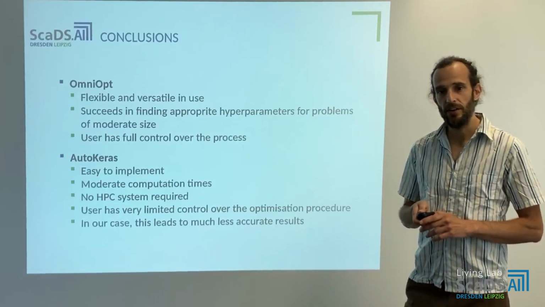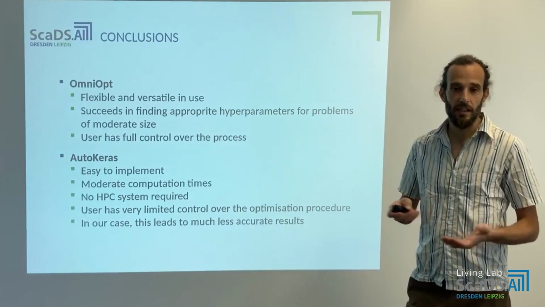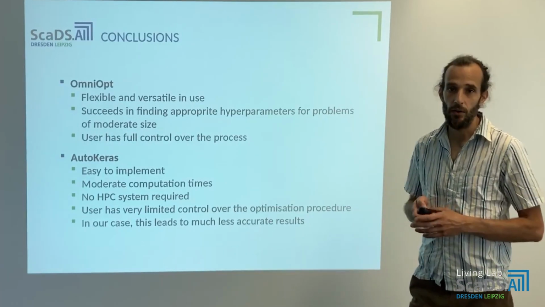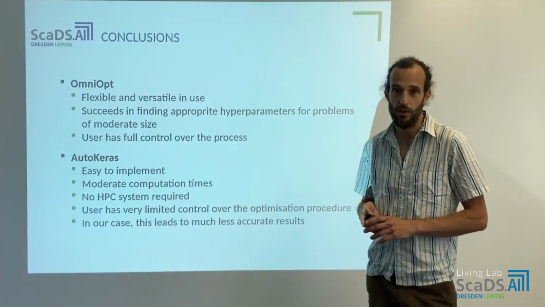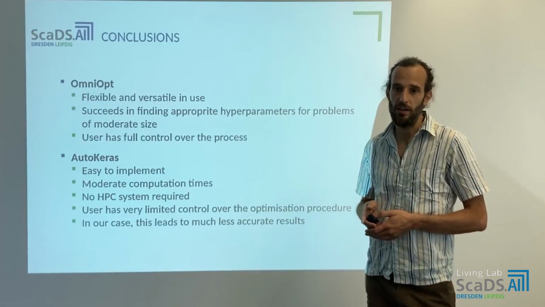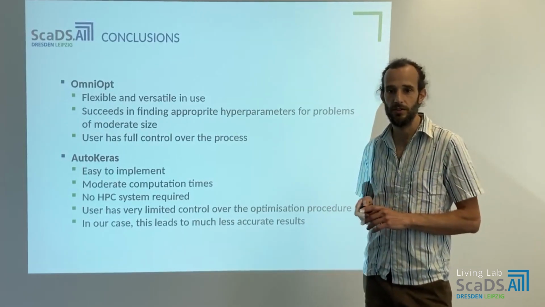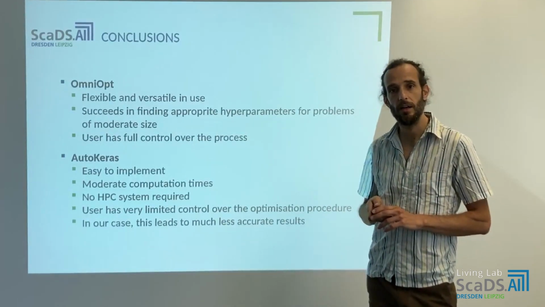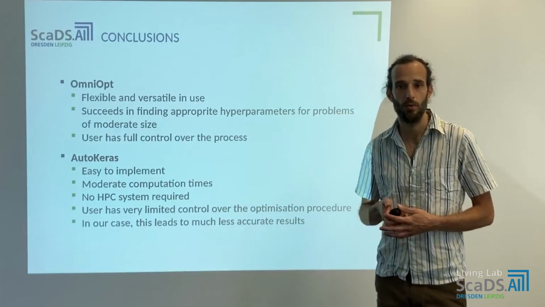OmniOpt is very flexible and versatile in use. So practically, you can optimize any problem that you have. The only restriction is that it has to be programmed in a standard programming language which runs in our HPC system. It can be C, it can be Java, it can be Python, Perl. So there is a wide range of problems. Also, the common machine learning libraries are supported: TensorFlow, PyTorch, Keras, whatever you want.